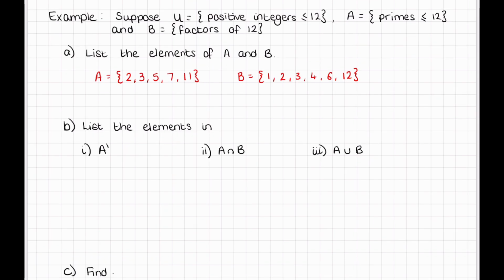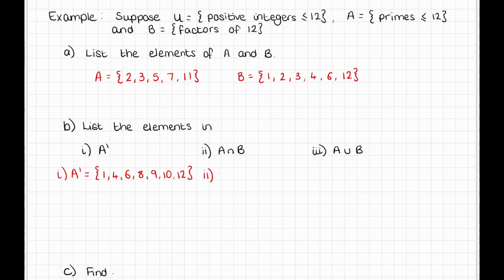In part B, we have to list the elements in certain different situations. So part 1, we have list the elements in the complement of A, or A dash. Remembering the complement is all the numbers not in the set. So complement of A, all the numbers not in A. In A, we have 2, 3, 5, 7, 11. And all the numbers that are not in that but are in the universal set of positive integers less than or equal to 12 would be 1, 4, 6, 8, 9, 10, and 12.